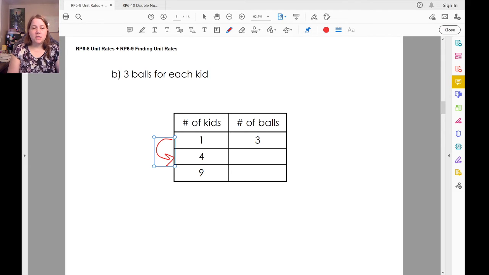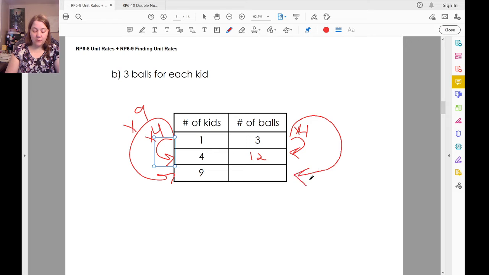To go from 1 to 4, I'm going to multiply by 4. So to figure out how many balls I will need, I'll multiply 3 times 4, and 3 times 4 is 12. So I'd need 12. To figure out how many balls I would need for 9 kids, I'm going to multiply that 1 times 9, which means I'll also multiply that 3 times 9. 1 times 9 is 9. 3 times 9 is 27. So I would need 27 balls for 9 kids.